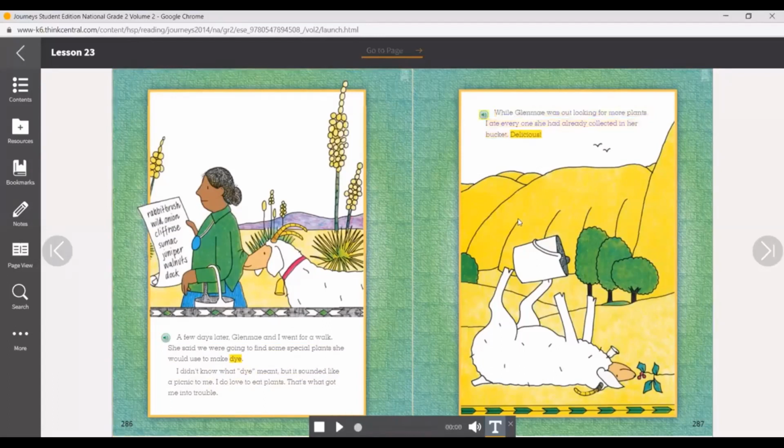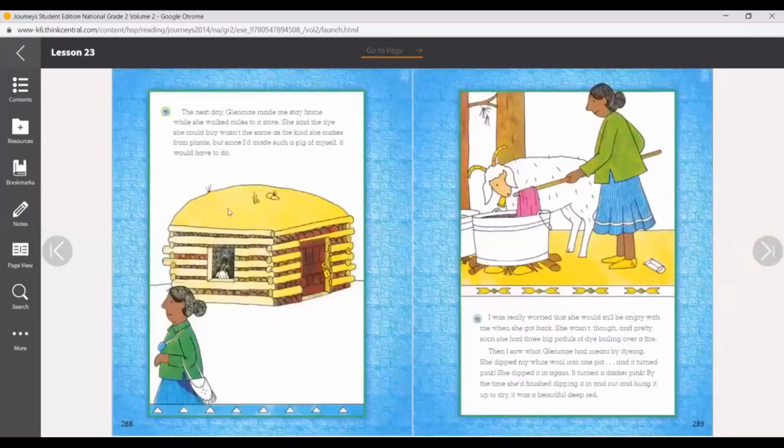Delicious. Why do you think eating the plants will get Geraldine into trouble? If you think about that, boys and girls, it will get her into trouble because Glen May wanted to use those plants to color the wool.